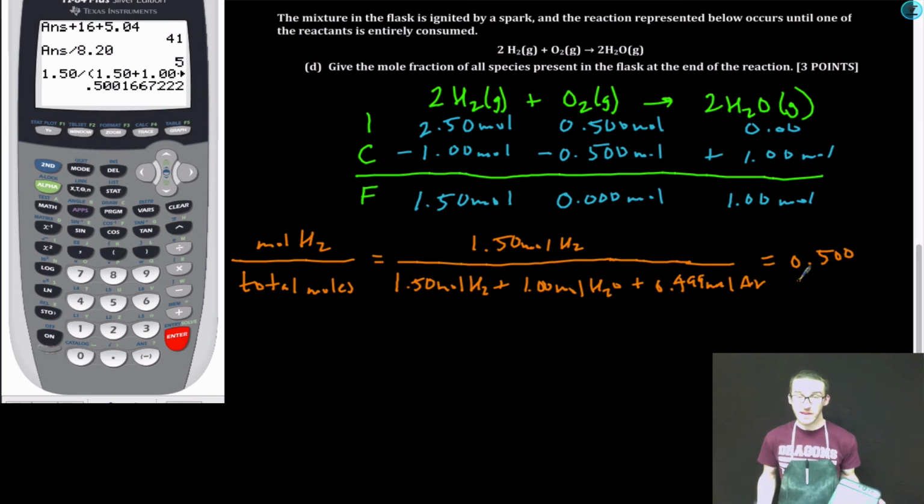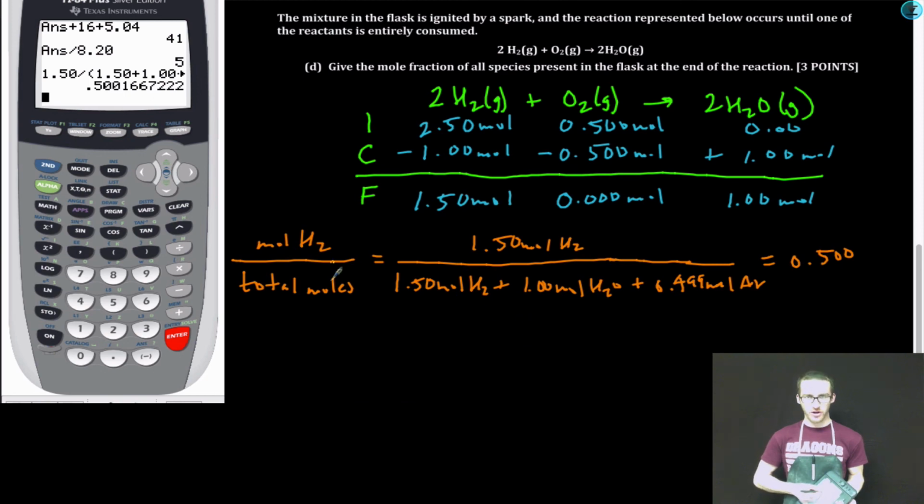Our mole fraction of hydrogen, 0.500. So think about this. We have 3 moles total of gas in our flask. 1.5 moles of that is hydrogen. In other words, half of it is hydrogen. So our mole fraction, 0.5. Oh my goodness, math coming through in the clutch. We don't have any oxygen remaining, so I'm not going to complete a mole fraction calculation because we only want the mole fraction of all species present and there isn't any oxygen.